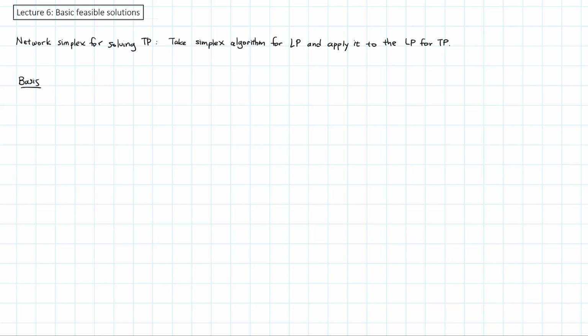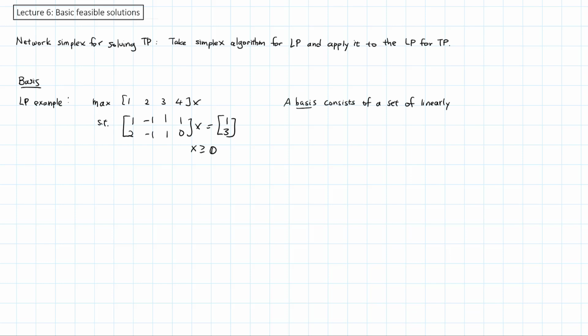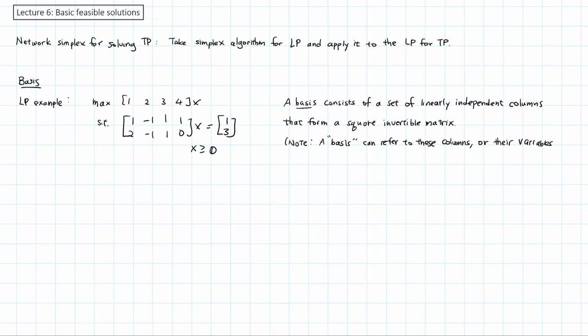First, let's recall what a basis is. Here's an example of an LP. Now, a basis consists of a set of linearly independent columns that form a square invertible matrix. And just as a technical note, a basis could refer to these columns or the variables representing these columns. In this example, the columns 1 and 2 are independent and they form an invertible square matrix, so that is a basis. But the columns 2 and 3 are not independent, so they cannot form a basis.